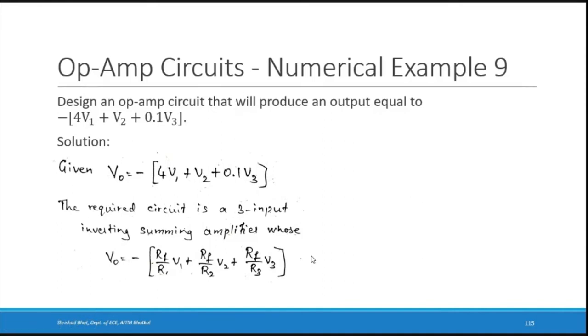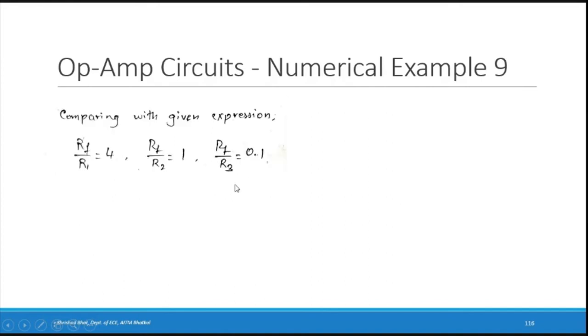This is the expression for output voltage of a 3-input inverting summing amplifier. Now compare it with the given expression. RF by R1 is 4, RF by R2 is 1, RF by R3 is 0.1. Now what is R1, R2, R3? Just rearranging, you'll get R1 is RF by 4, R2 is RF by 1 or RF itself, and R3 is RF by 0.1. Now here RF is not given.